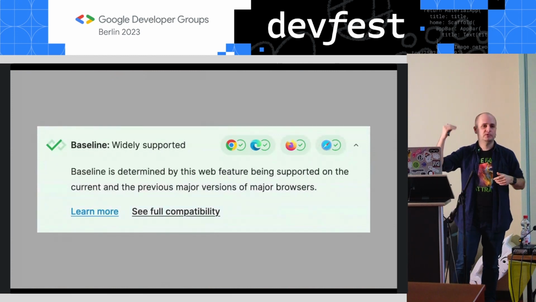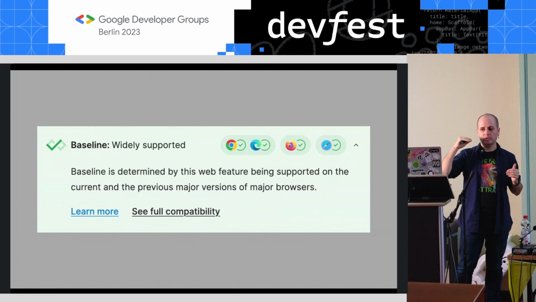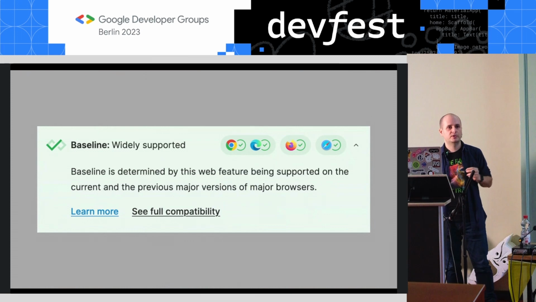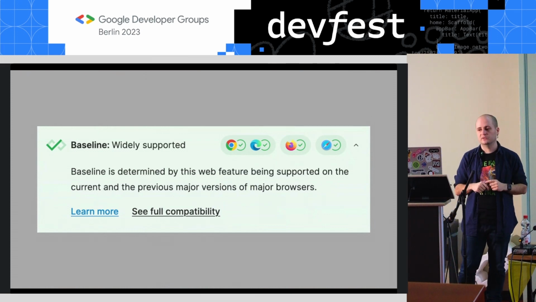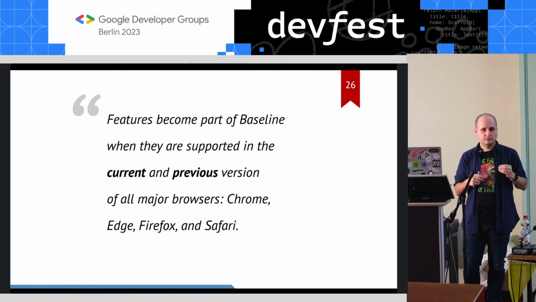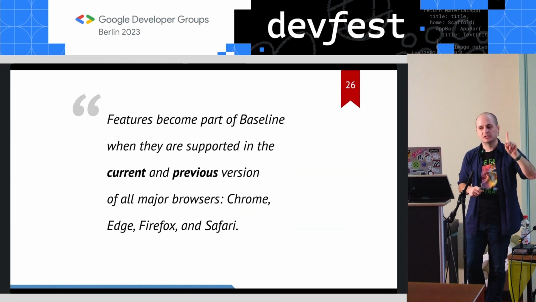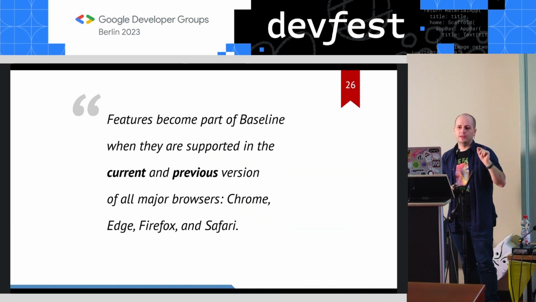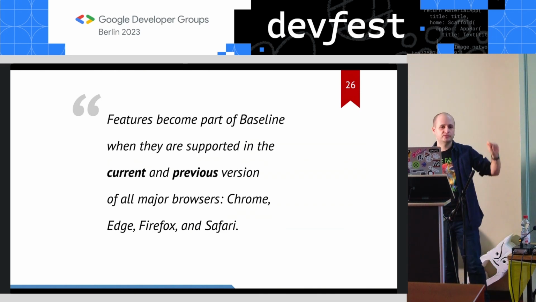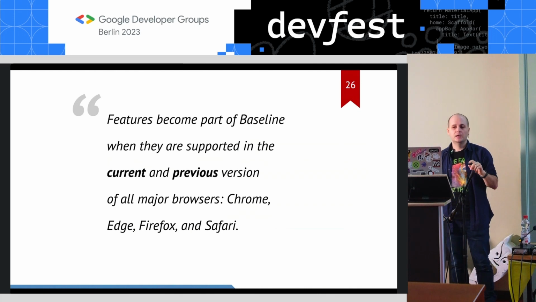And if you open this thing, you'll see some additional information and some extra links. So yeah, it's not just an indicator. It's full of information if you'd like to go further. And the initial idea behind baseline, remember this note, is that it is something that's supported in the current and previous version of all major browsers: Chrome, Edge, Firefox, and Safari.